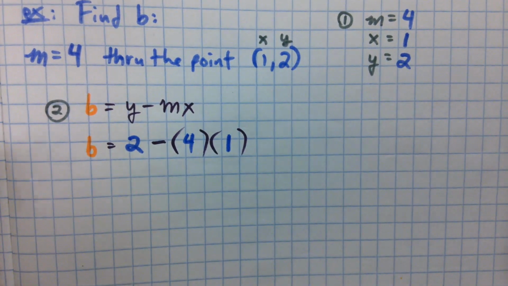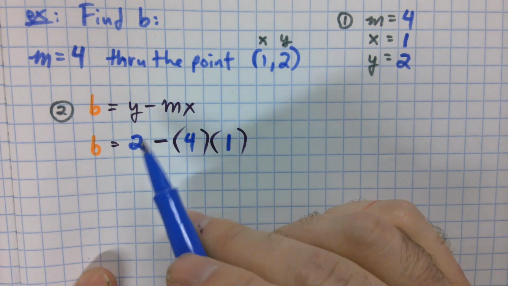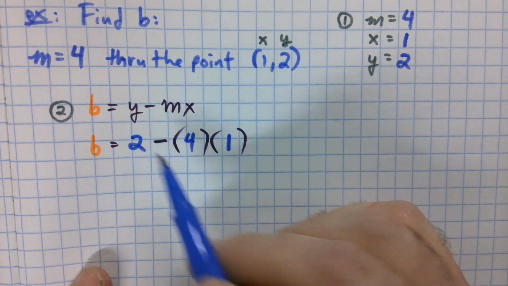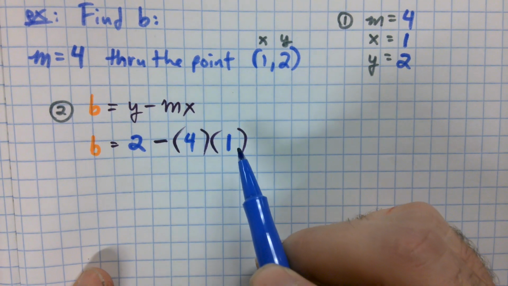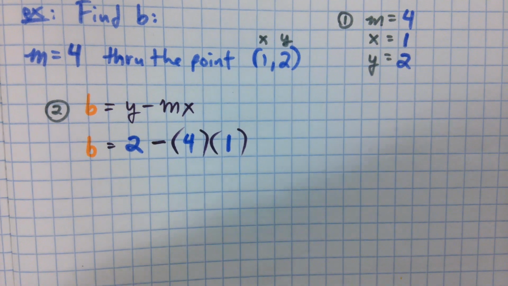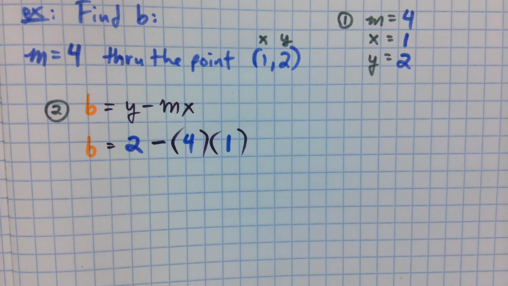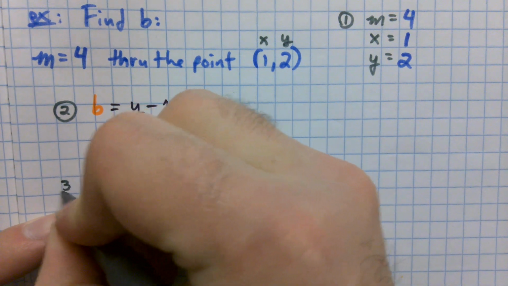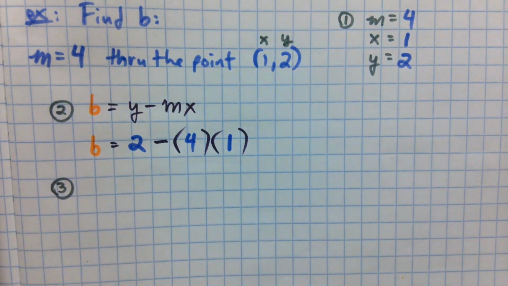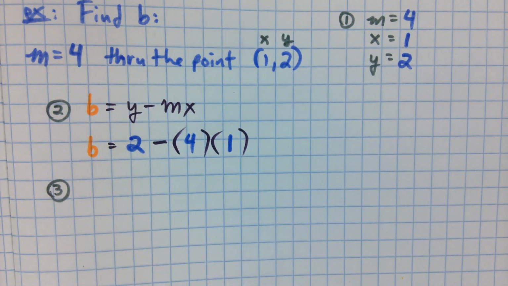Just like a 3-piece puzzle like we've talked about before. The y goes in place of the y, m goes in place of the m, x goes in place of the x. That is my step 2. I'm going to pause there for a second, make sure you're all caught up, make sure this makes a little sense.